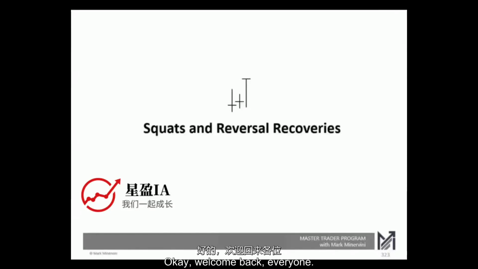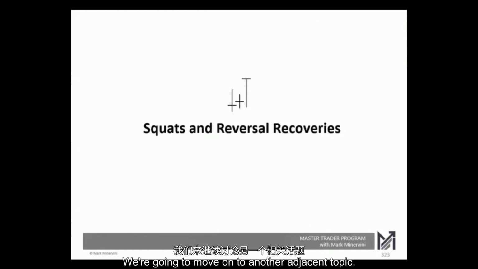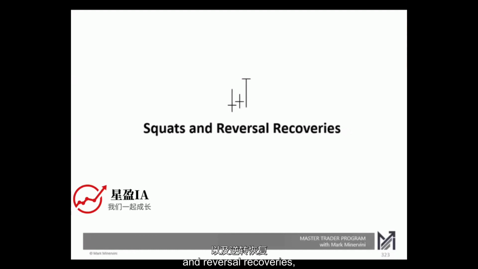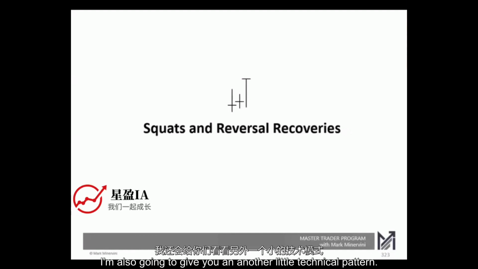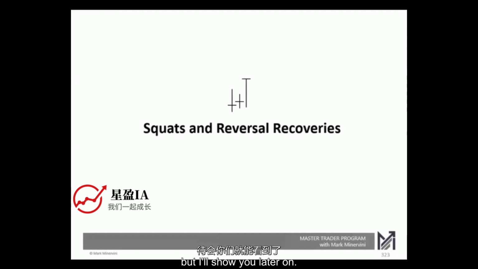Okay, welcome back, everyone. We're going to move on to another adjacent topic, and we're going to talk about what we call squats and reversal recoveries. And I'm also going to give you another little technical pattern. I'm not going to tell you the name of it right now, but I'll show you a little later on.